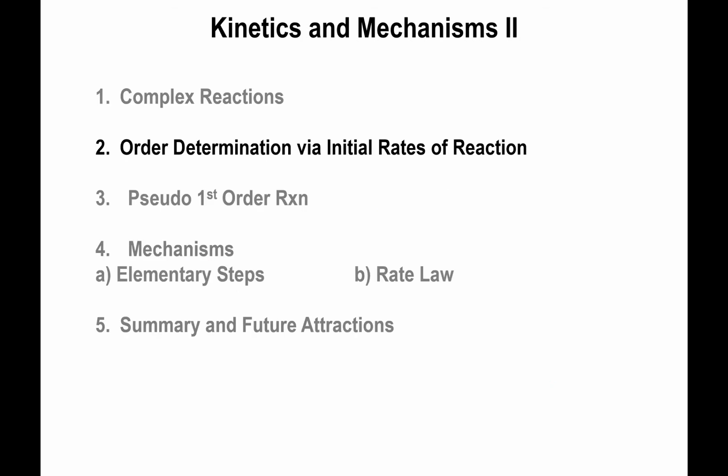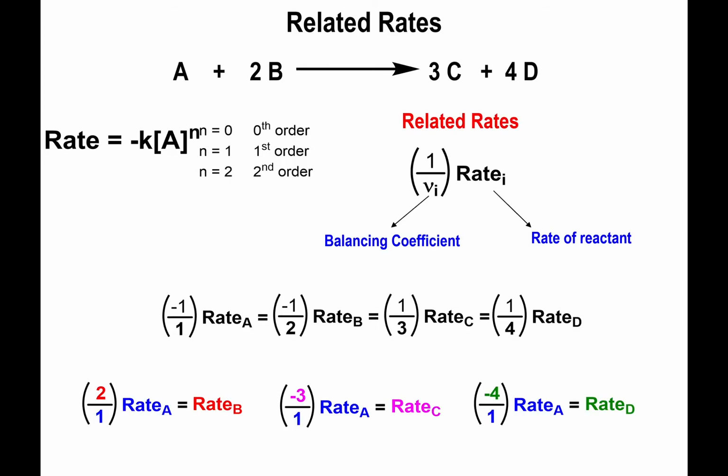But what I want to show you right now, before we get into the idea of looking at elementary steps, is to determine the orders of reaction. So you may recall that the rate law of a reaction is given by the negative rate constant times the concentration raised to some power. And that power could be 0, first, or second in terms of the order. And this was simply if we had just one reactant.